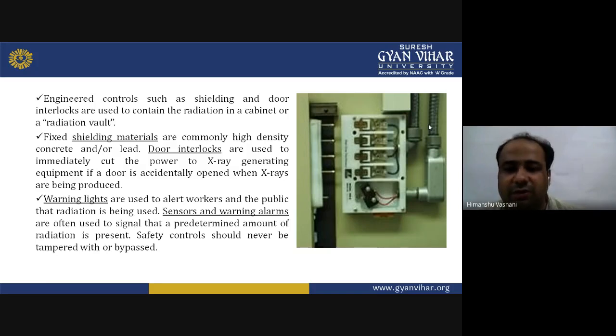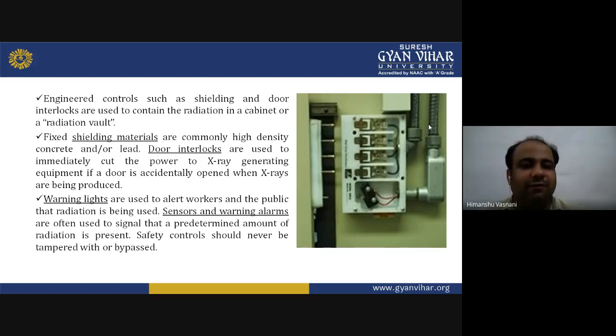You can see how it is shown in the figure. Now, fixed shielding materials are commonly high density concrete or lead. We have discussed previously what kind of shielding materials are used in radiography. Lead and concrete are the two most common materials used for shielding. Now, door interlocks are used to immediately cut the power to the X-ray generating equipment if a door is accidentally opened when X-rays are being produced.